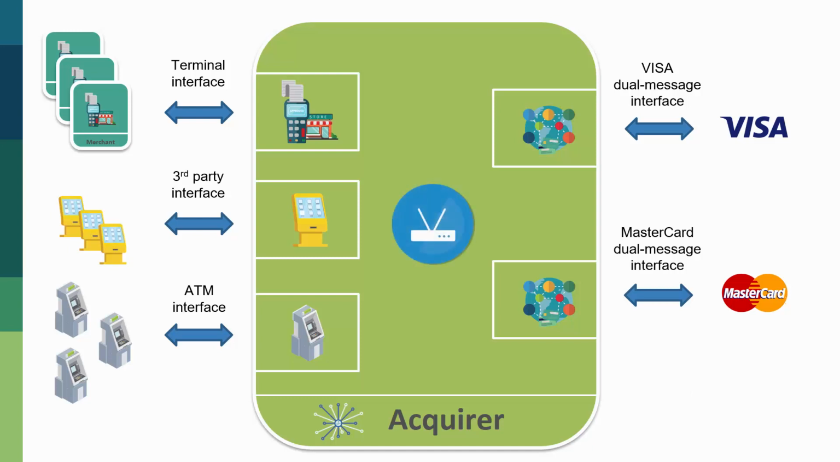To connect all those interfaces, the acquirer switch has a central router with a complex set of rules and checks. And every interface is connected to this central router so that messages can go back and forth between the left side of the picture and the right side of the picture.